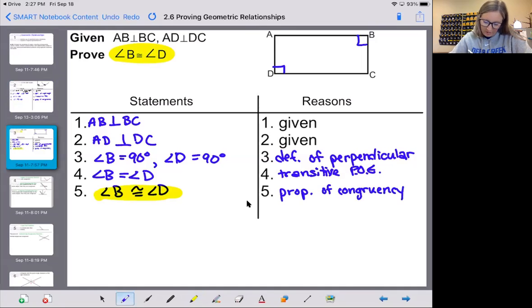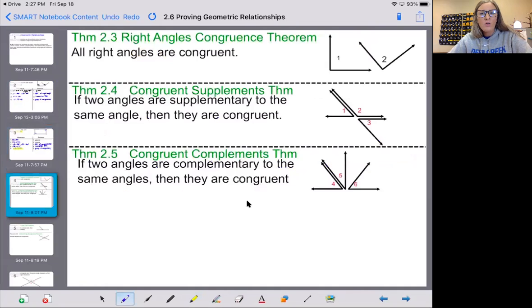All right, next. Now, these are all things we've actually talked about before, but we haven't really applied them to a theorem. So theorem 2.3 says right angles congruence theorem. It basically just says all right angles are congruent. This is kind of like one of those no-duh situations, right? Like, duh, I knew that. If angle 1 is a 90-degree angle and angle 2 is a 90-degree angle, of course their measurements are equal, which is the same idea as saying they are congruent. The angles are the same measurement.